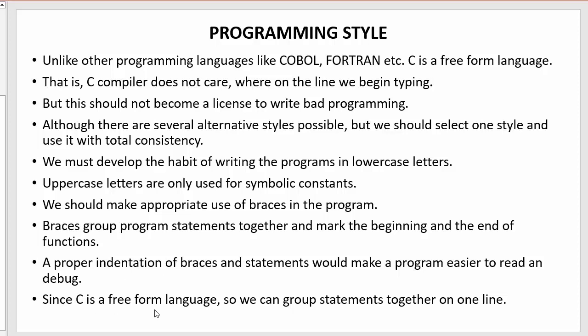Next is, since C is a free-form language, we can group statements together on one line. Since, as I have told you, C is a free-form language, you have the liberty to group or combine multiple statements in one line, but that reduces the readability of the program.